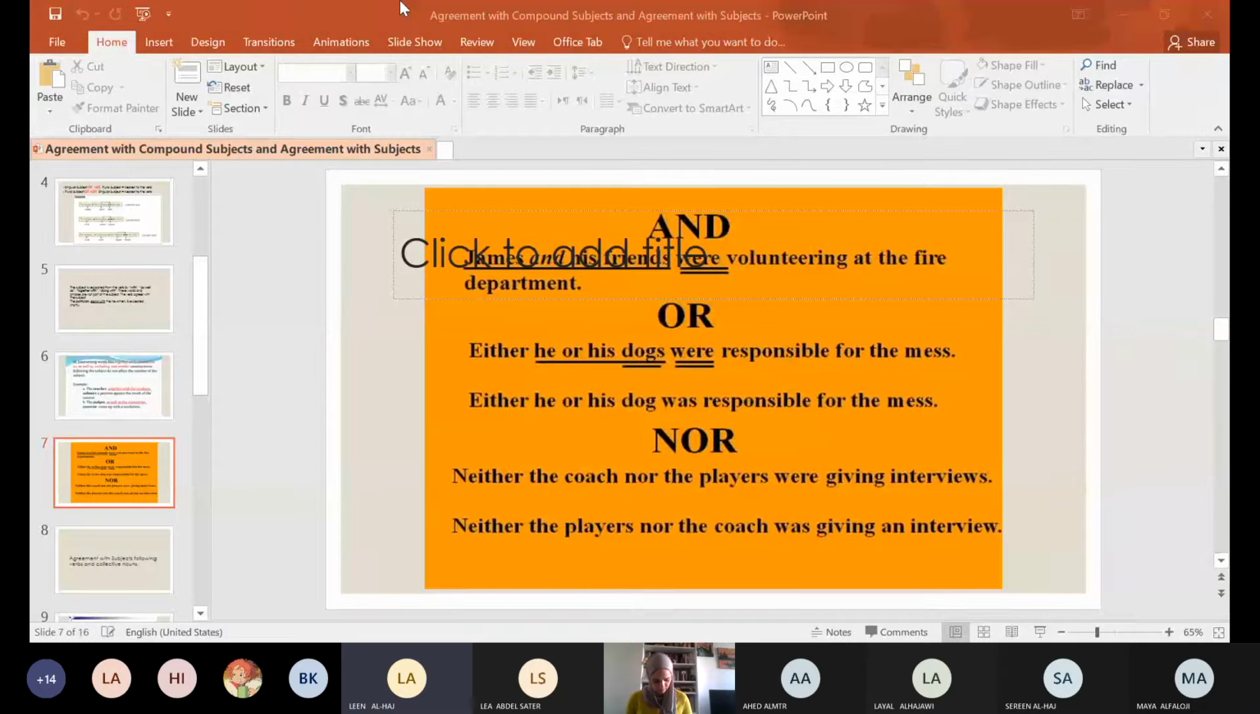Number one, the answer. Lean? Yes. The answer is lies. Okay. Number one is connected by what, Yelin? By and. And is always what? A compound. Yes, compound. So it is what? And the verb is what for and?